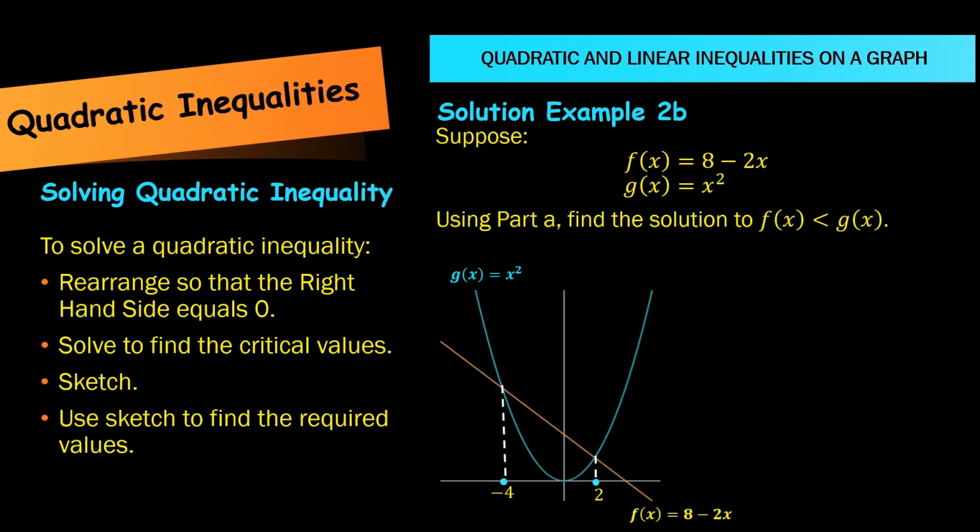So we have the same equations, and now using part A, we are required to find the solution to f of x is less than g of x. Now f of x is less than g of x in this region here, and clearly this is where x is between minus 4 and 2, as shown.